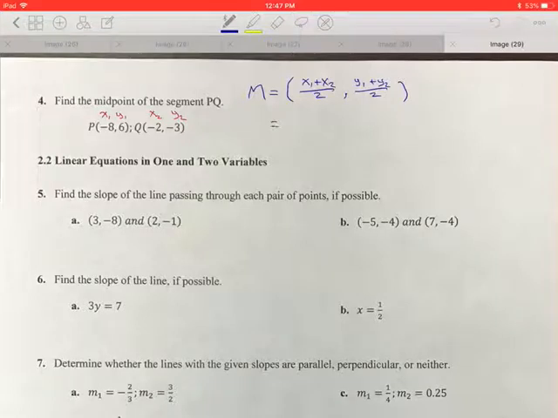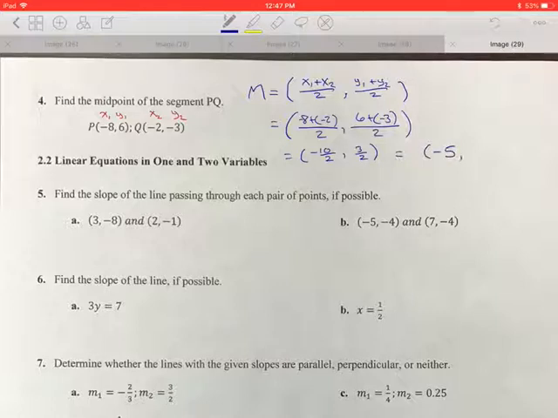So if I go ahead and plug in those numbers, my x's are -8 and -2, so I want to add those together and divide by 2. The y's are going to be 6 and -3, so I'm going to add those together and divide by 2. So I end up with -10 over 2 and +3 over 2. So if I clean that up, my x coordinate is -5. My y coordinate, I can leave it as 3/2, or I can write it as 1.5 if I like that better. All right, so that would be the midpoint.